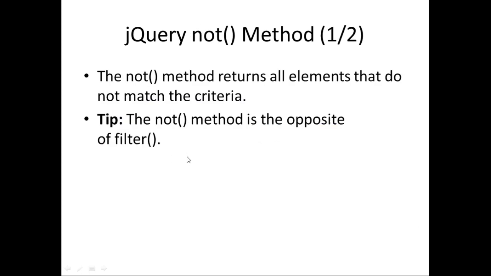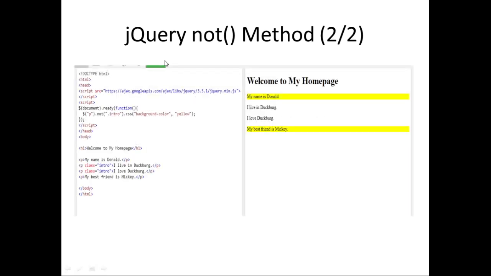The not method returns all elements that do not match the criteria. The not method is the opposite of filter. So here we have again four paragraphs, two with class intro, two with no classes, and then here P. Again, if you use this P, it will select all, but not class intro. So the class should not be equal to intro. We change the background color. So among the four paragraphs, which of these paragraphs does not have a class equal to intro? The first and the last. So we have the first and the last selected.